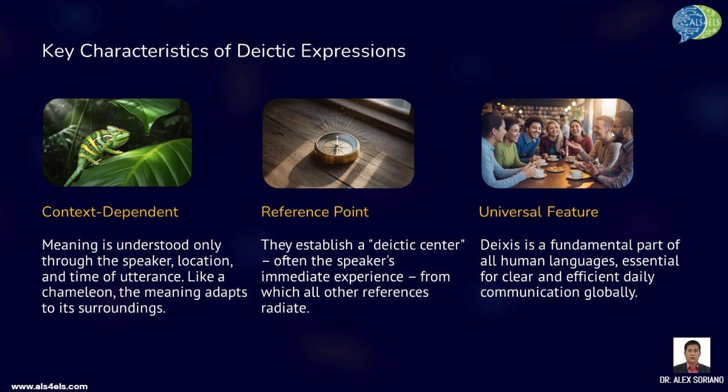Deictic expressions have a few key characteristics. Context dependent: like a chameleon, the meaning of these words changes to fit their surroundings. They are only fully understood based on the speaker, location, and time of the utterance. Reference point: they create a deictic center, which is basically the speaker's perspective. All other references radiate from this central point. Universal feature: deixis isn't unique to English, it's a core part of all human languages and is essential for clear communication all over the world.